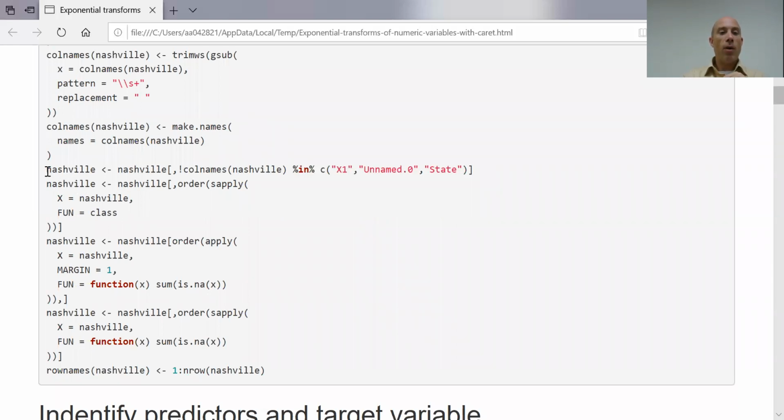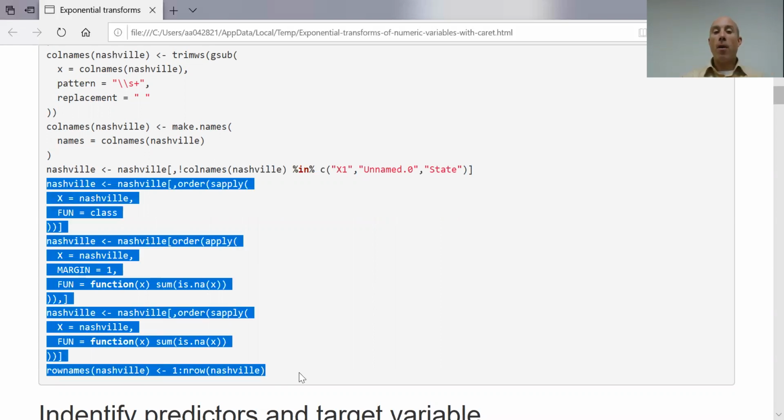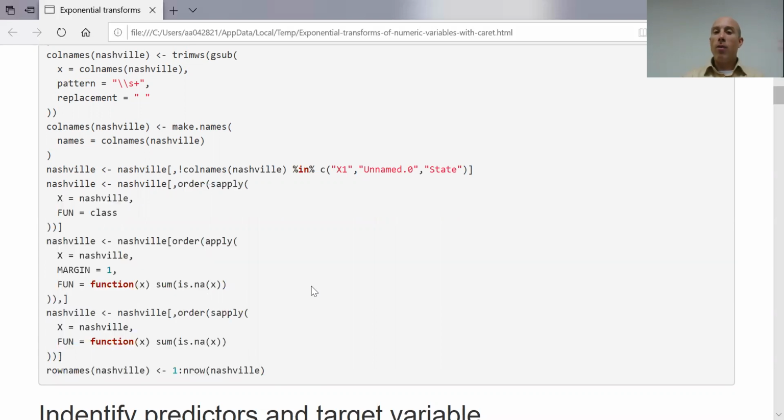Now here I'm getting rid of useless columns. And here I am sorting the data by the number of missing values. And I like to do this before I do imputation. That way, if I want to, I could impute model-based column by column using columns on the left.